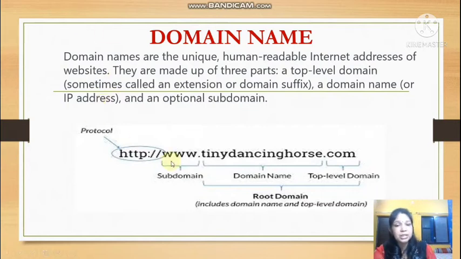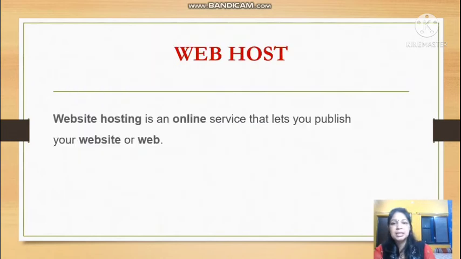So this whole thing, starting from triple W, is the root domain; this is the domain name, and this is the top level domain. It can be org, edu, IN for Indian websites, or commercial com. So this is the domain suffix or extension. Many types are there.